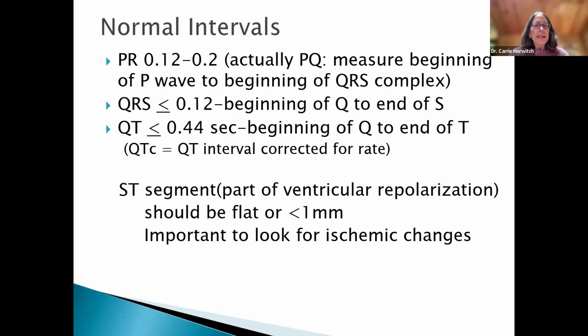For the QT interval, it's from the start of the Q to the end of the T, and that should be less than or equal to 0.44. And some of your EKG machines will do a corrected interval, which may be corrected for rate, still should be less than or equal to 0.44.